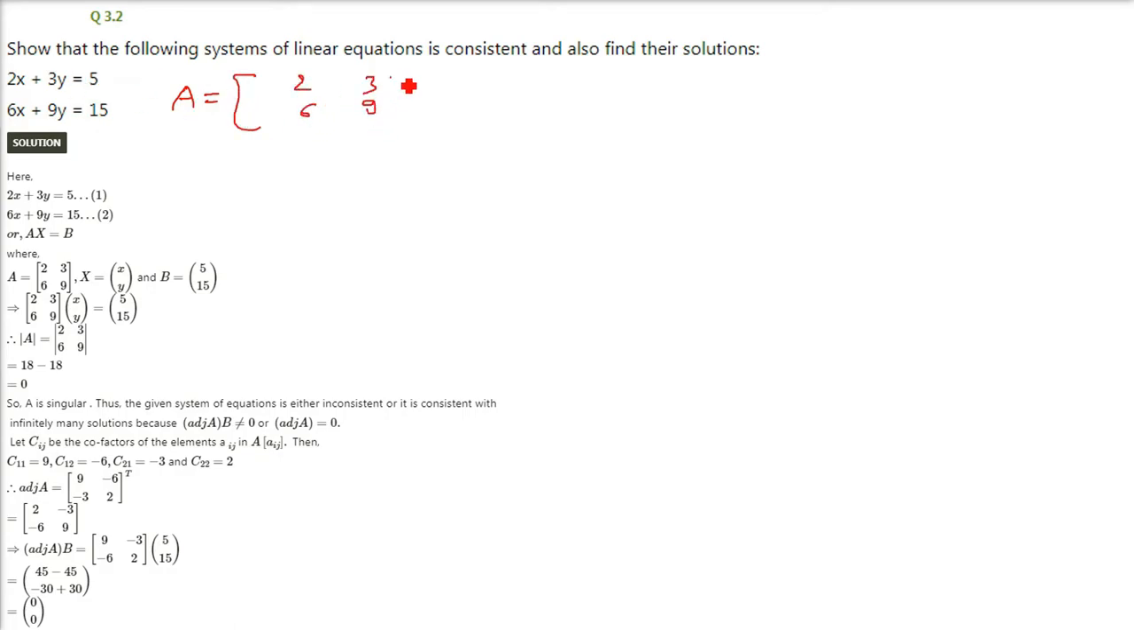So the A is 2 3 6 9. So 18 minus 18 is 0. What do you get? 18 minus 18 equals 0. Determinant of A is 0. That means this is a singular matrix. Now we'll find adjoint of A multiplied by B.